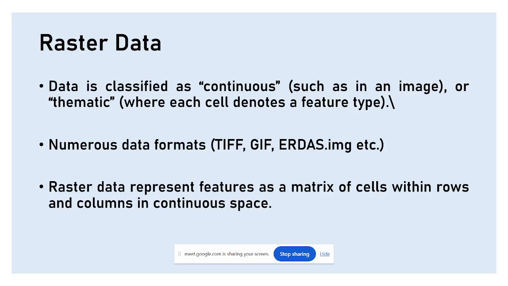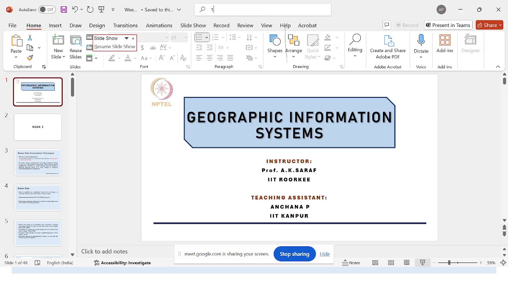This is just a recap of what we discussed about raster data. Data is classified as continuous, such as in an image, or thematic, where each cell denotes a feature type. And if you remember, I had given you an example, like for instance, if you have, again, okay, sorry.